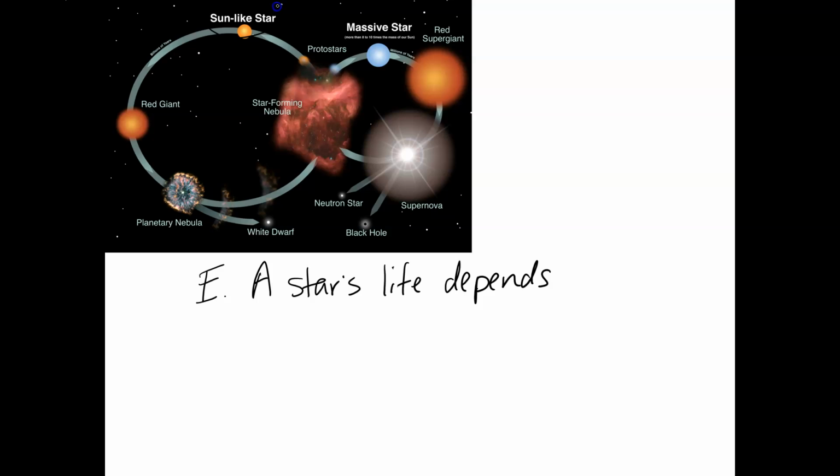Is it a sun-like star, or is it a massive star? What's going to happen to it when it dies? All of that depends on its mass, when it was first formed. Did it form as a low mass or a high mass star? And these changes in fuel that I've been just talking about.